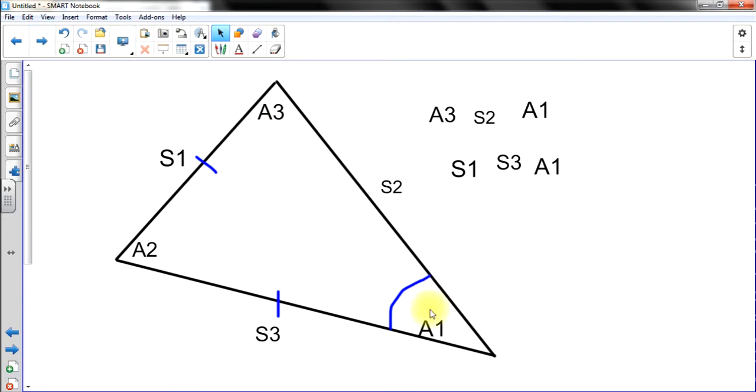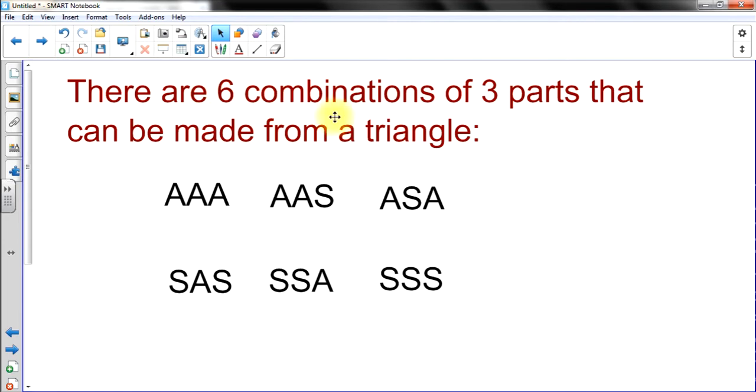Now, how many combinations of three parts can we make in a triangle? So like an angle, side, angle, side, maybe side, side, side. All three angles, we can call it an angle, angle, angle, right? If we constructed a triangle that had the three angles being congruent, does that guarantee us congruent triangles, which we call angle, angle, angle? So actually there are 6 combinations of the three parts that we can make from a triangle.